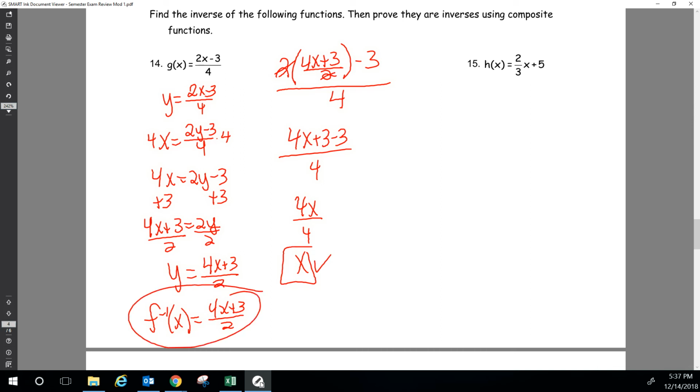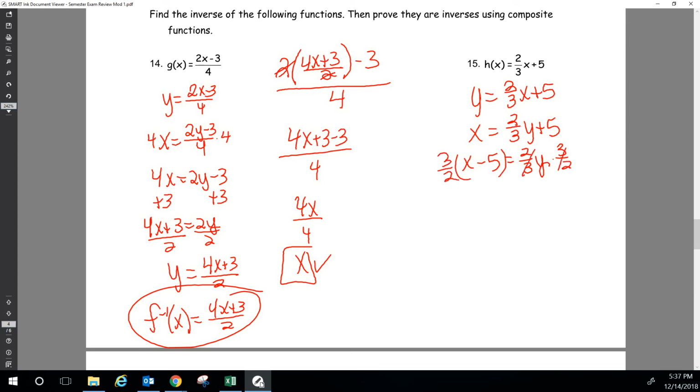All right, let's find it for h of x here. Again, start with y is equal to 2/3 x plus 5. Then we're going to switch our x and y, so x is equal to 2/3 y plus 5. Subtract the 5, I get x minus 5 is equal to 2/3 y. I'm going to multiply by the reciprocal there. And I get y, which I'm now going to call f inverse of x, is equal to 3 halves times x minus 5.